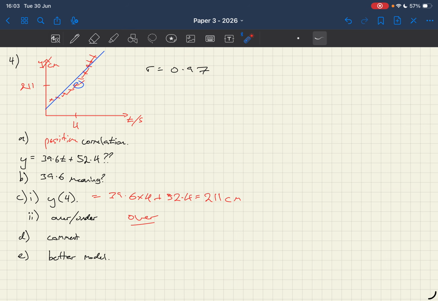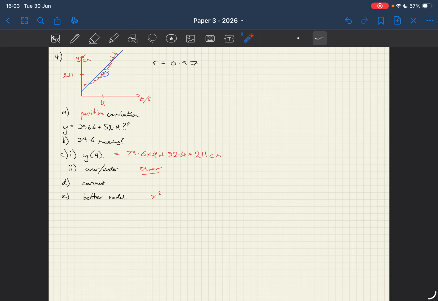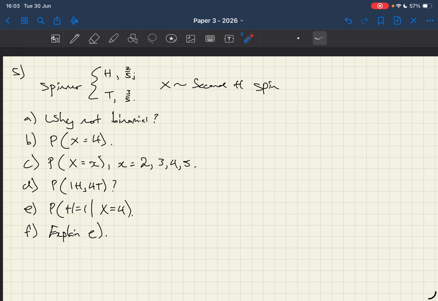So it still looks quite strongly correlated, and it obviously still is, but it actually doesn't fit a straight line model. What they've said in here is that although this is a strong positive linear correlation, the scatter diagram shows a curved pattern, so a non-linear model may be more suitable. And then to suggest a better model, they said x squared. Because of that suggestion, I've assumed it's roughly this sort of shape. Lovely. Next one.